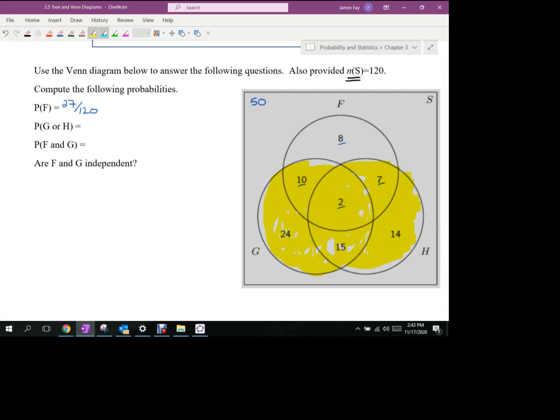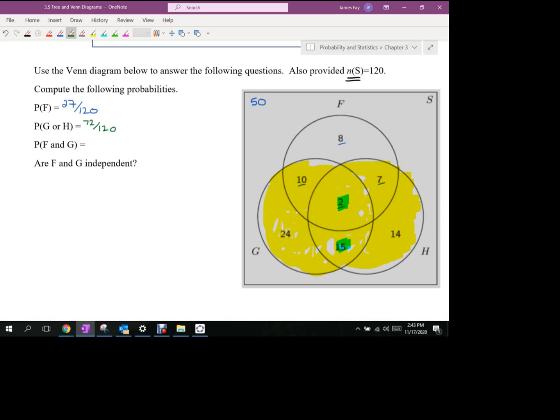And looking at it visually, just to make sure that when you do this, that number there and that number there, how many times should they be counted? Only once. So we're going to be looking at 34, 36. If I add that one in, so that's going to be 50, 65, 72. 72 out of 120 are in G or H. Okay.